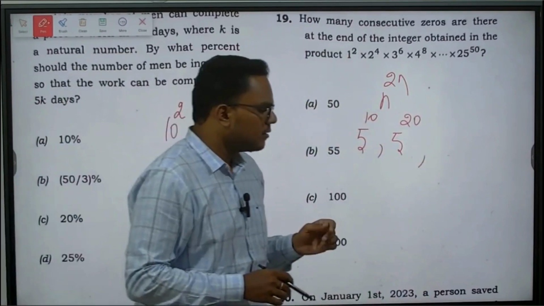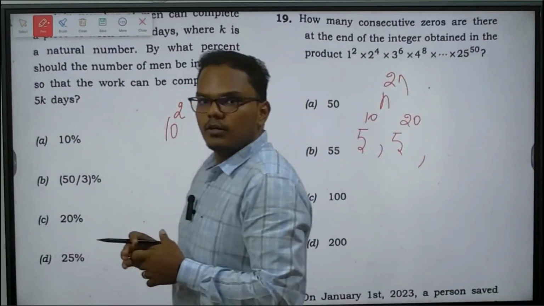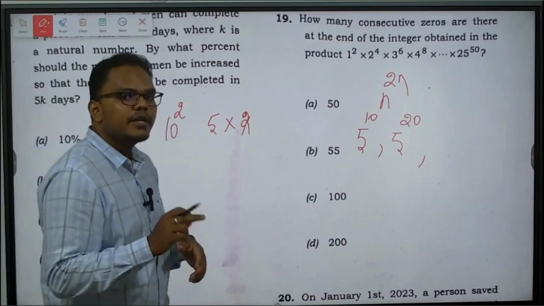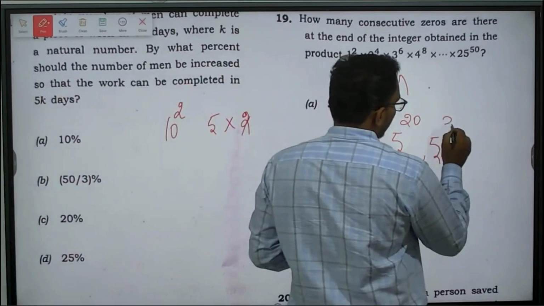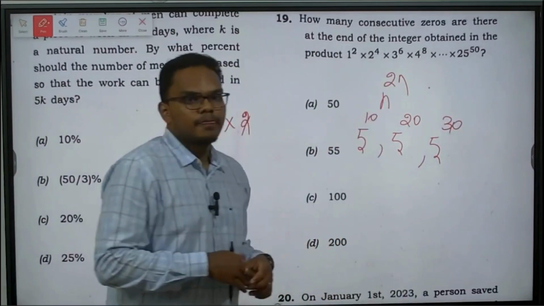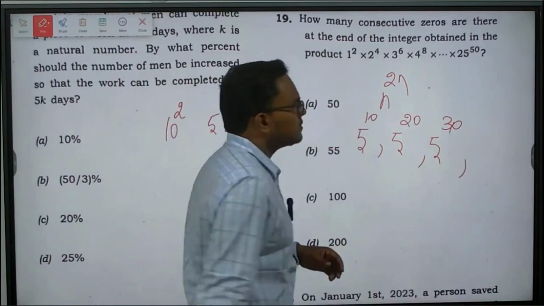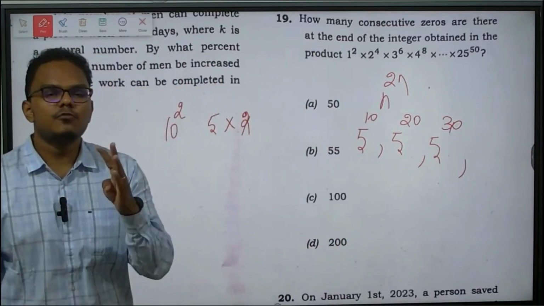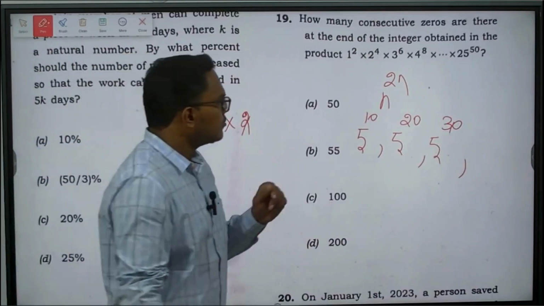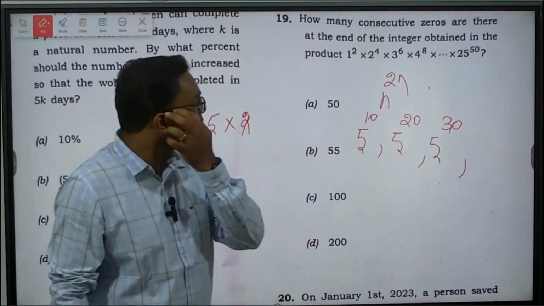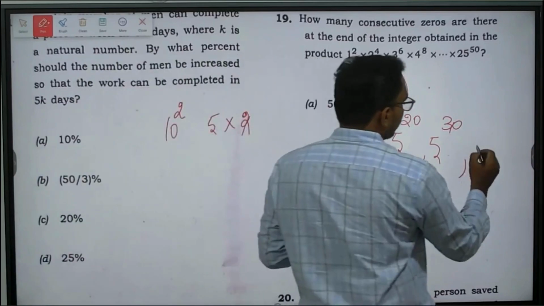Okay. Next, we'll have 15. We'll have 15 power 30. So your 15 power 30, I'll write as 3 power 30 into 5 power 30. So again, I'm taking 5 power 30. Next, 20. You can write it as 4 power 40 into 5 power 40. So I'm taking 40 from here.